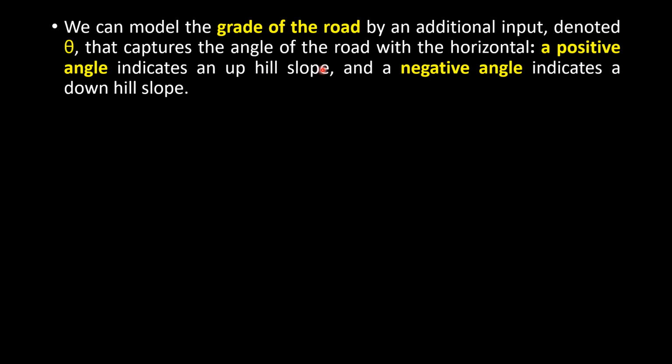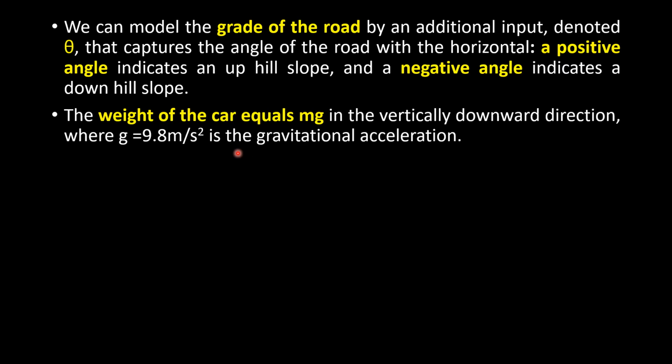As we have mentioned earlier, instead of the normal input F, we have an additional input called theta, called the disturbance, and theta is the angle that the road is making with the horizontal axis. A positive value of theta denotes that the road is uphill and the slope is positive. A negative angle represents that the slope is downhill, that is, a negative slope. We have seen the weight of the car, equal to m into g in the downward direction, where g is the gravitational acceleration, whose value is 9.8 meters per second squared.